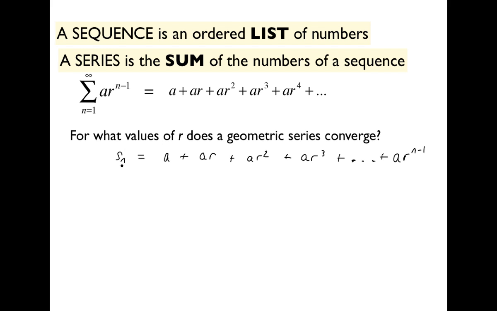Then we're going to multiply both sides by r. You say, why do we do that? And I say, because it works. When I do that, I get everything times r, but I'm going to shift it over so we see how things line up. So a times r is ar. It starts with ar and ends with ar to the n. I have ar to the n minus 1, but then one more term.